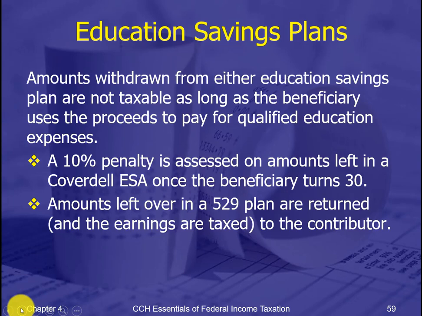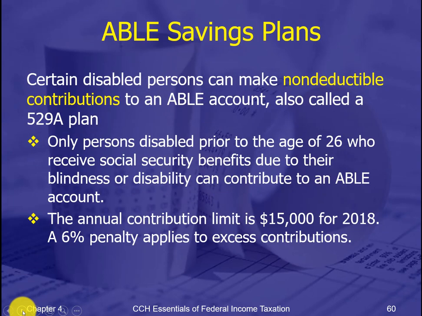If there's money left in a 529 plan, that goes back to the person who made the contribution in the first place. New plans, savings plans, have just been instituted in the last 2 or 3 years. You see there the contribution limits and who is able to use these. Again, non-deductible, like a Roth IRA.